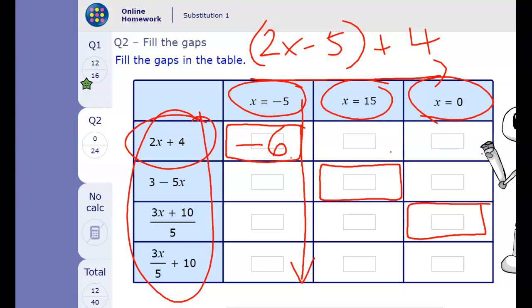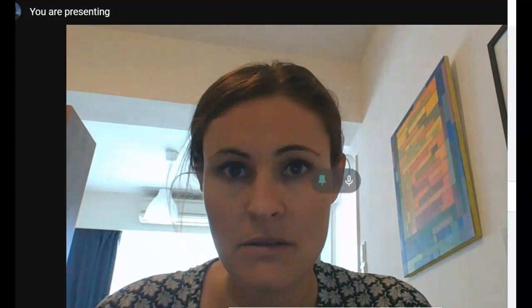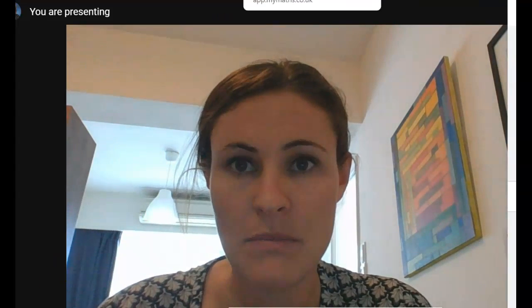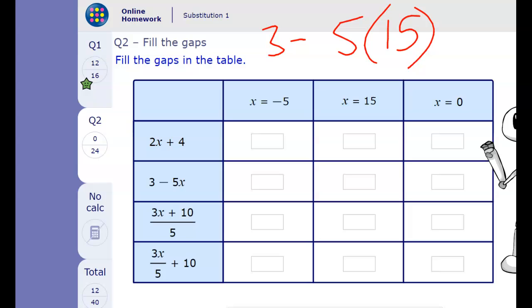Okay, next one, we've got 3 minus 5x. I'm going to go back onto here. So 3 minus 5x, I just wanted to clear that. 3 minus 5x, and this time x is 15. So 5 times 15 is 75, and 3 minus 75 gives us a negative answer of negative 72.